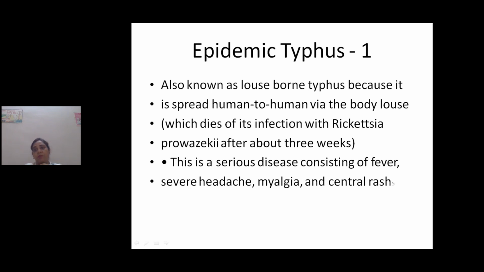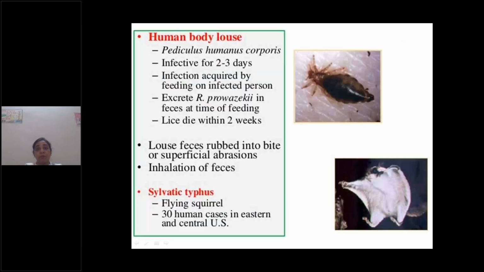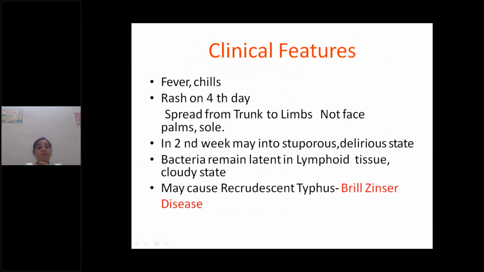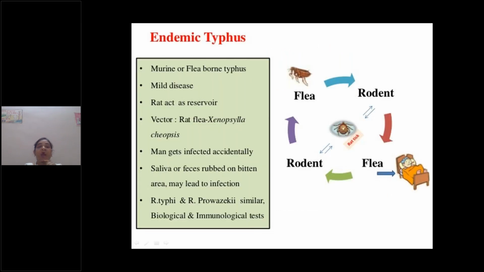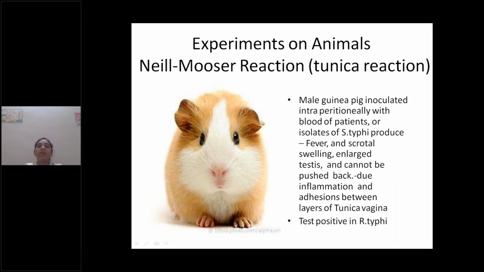Next, what type of typhus have we learned? Endemic typhus, also known as murine typhus. However, this murine typhus is caused by what? Rat flea. It is not caused by louse. It is caused by the rat flea named Xenopsylla cheopis. So this you have learned yesterday: epidemic typhus, recrudescent typhus, and endemic typhus.